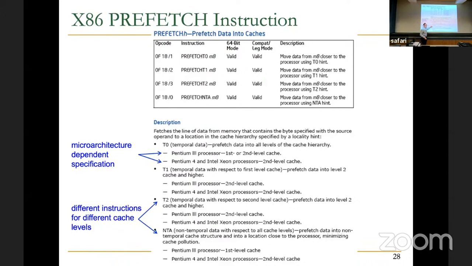So if the microarchitect or the chip designer decides, oh, I have too many things to do, forget about the prefetch instructions. At least forget about the prefetch instructions in the way they're described over here, potentially. So that's the downside of this performance-based optimization in the ISA.